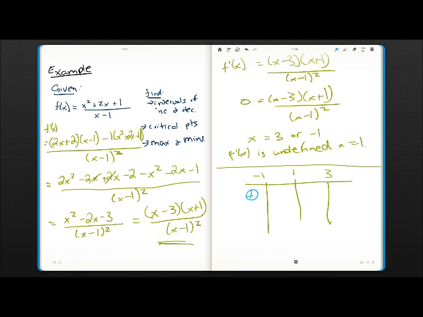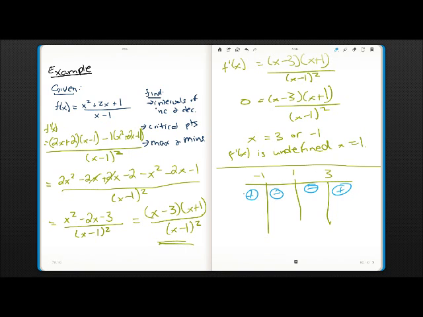Whereas if you put in any value between negative 1 and 1, let's just put 0 in, this will be negative, this will be positive, and this will be positive. Negative and positive gives negative, so it's negative overall. Same thing here: say if I put x equals 2, negative, positive, positive, so it's negative. And if I put 10 here, it'll be positive. So it's increasing in this interval, decreasing, decreasing, increasing.